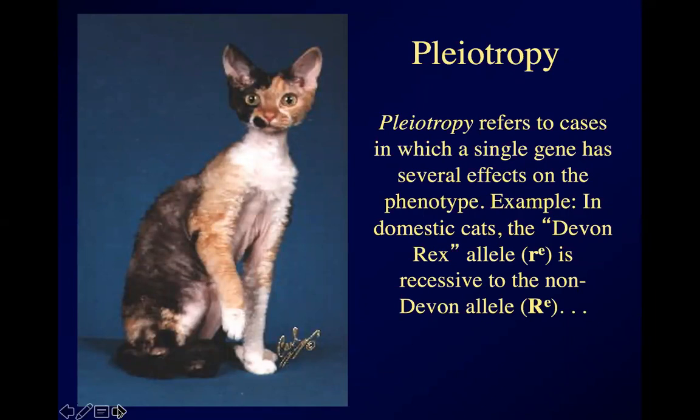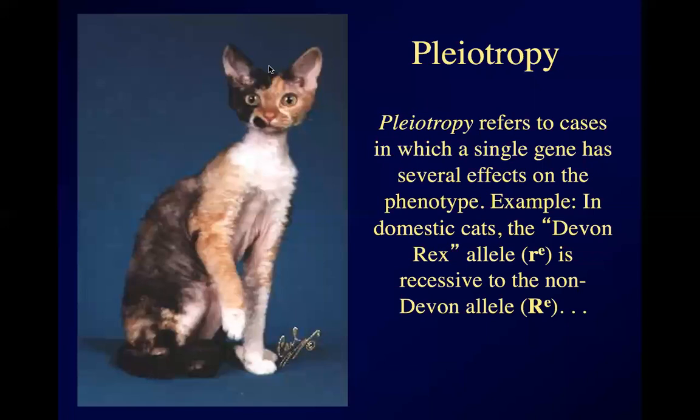A second type of wrinkle you can get is called pleiotropy, and that refers to cases where one gene has several effects. Epistasis is several genes contributing to one trait in the phenotype. Pleiotropy is one gene having several effects on the phenotype. And this is a cute example from cats.